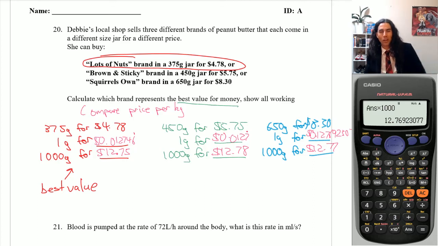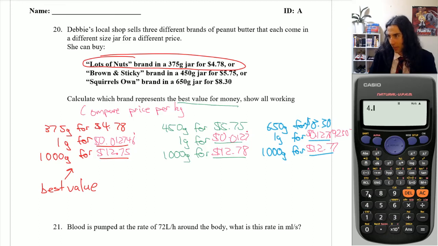Now, is there a different way to do that? What you can do is just, instead of doing ratios, you just do rates. You just go 4.78 divided by 0.375 straight away. Dollars divided by kilo. But same thing, just a bit quicker.